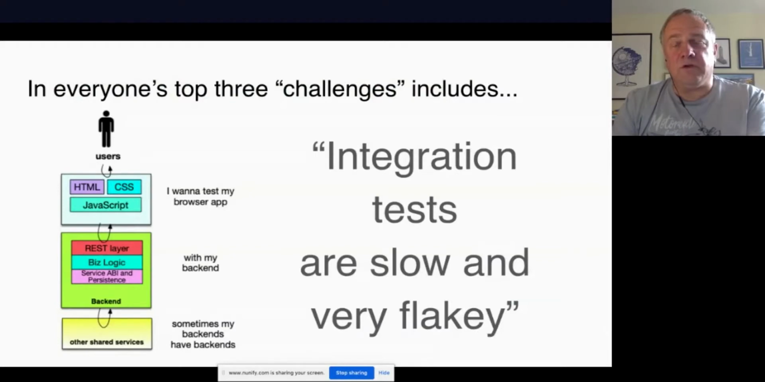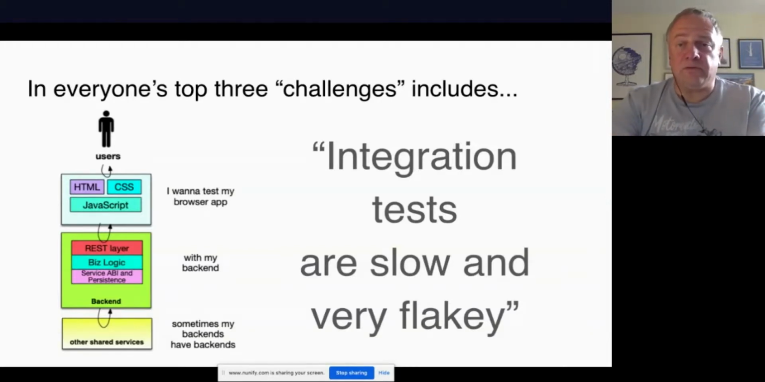But I think one of the challenges that we have is integration tests are slow and flaky. So we gave you two classes of integration tests. They were the service tests and then the functional tests. And if we have on the left here a hypothetical application tiered in a number of ways, we could see that some part of it runs in the browser on the user's machine. Some part of it is the back end, itself tiered into a REST layer, business logic layer, service and persistence layer. And then that back end in itself, especially in this microservices era, could be depending on other shared services. So just euphemistically written there, sometimes my backends have backends.